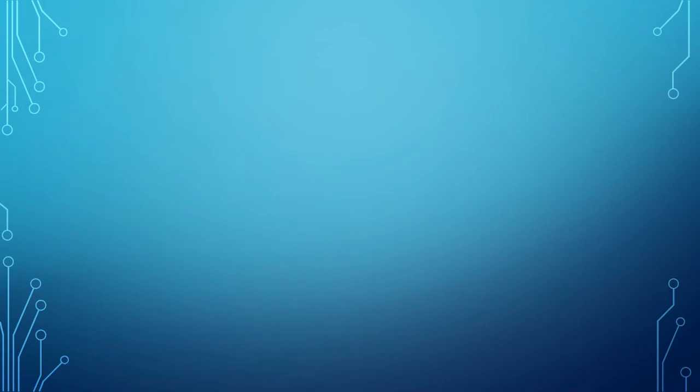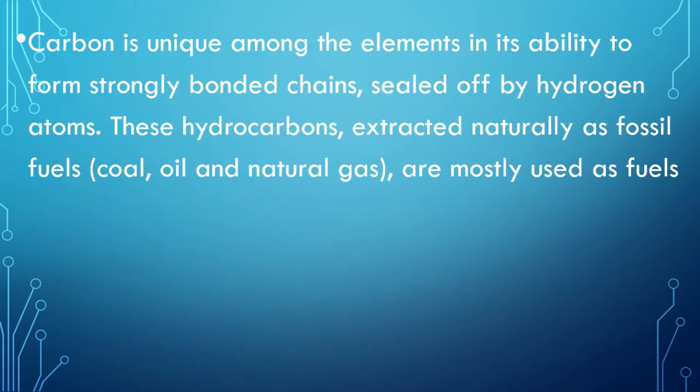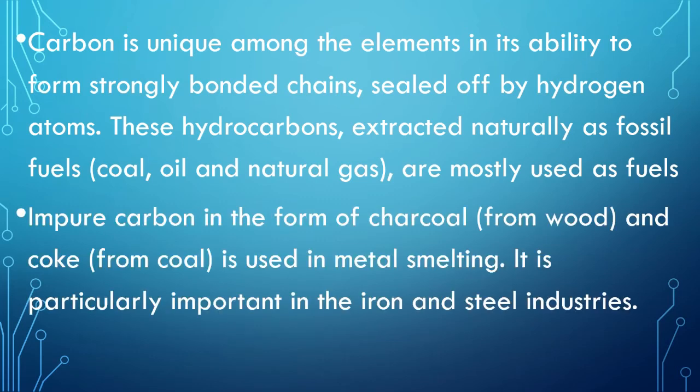So now let us discuss some of the uses of carbon. Carbon is unique among the elements in its ability to form strongly bonded chains sealed off by hydrogen atoms. These hydrocarbons, extracted naturally as fossil fuels, coal, oil and natural gas, are mostly used as fuels. Impure carbon in the form of charcoal from wood and coke from coal is used in metal smelting. It is particularly important in the iron and steel industries.